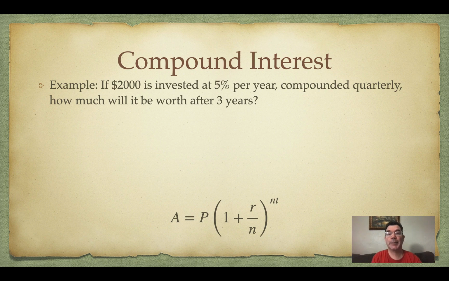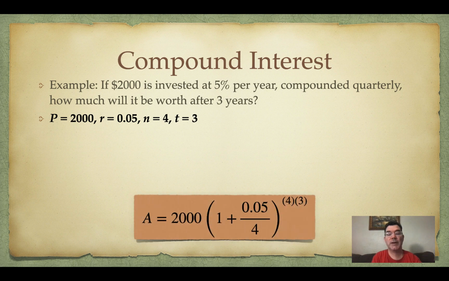So let's look at an example of how this would work. Let's say I invested $2,000 at 5% per year compounded quarterly. How much would that be worth after 3 years? So our principal, our P, is 2,000. Our interest rate is 5%, but we're writing that as a decimal, 0.05. N is 4 because this is compounded quarterly, which means it's compounded 4 times per year. And T equals 3 because we are investing for 3 years. So we're just going to plug those values into the formula, and that's what it looks like.